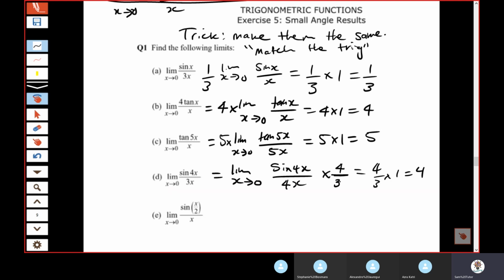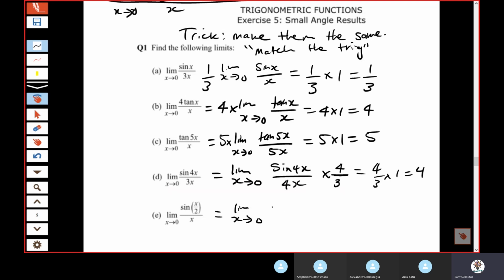Azra, does that make sense? Yeah. 4x times 4 over 3. You're going to get rid of your 4s. And then, of course, 3's in the bottom. Last one.